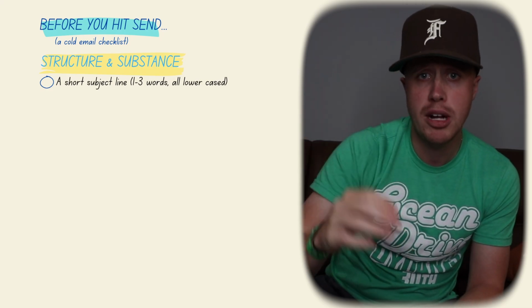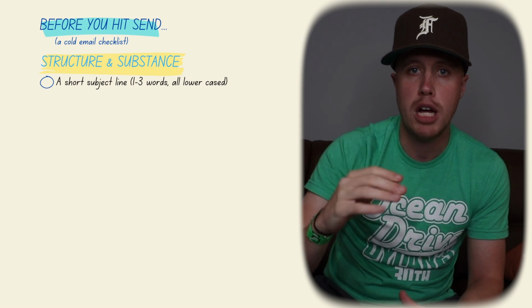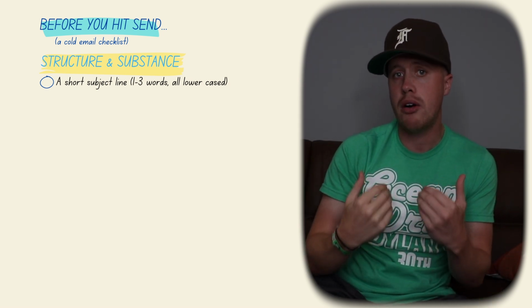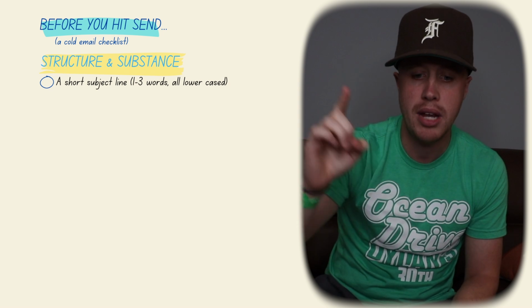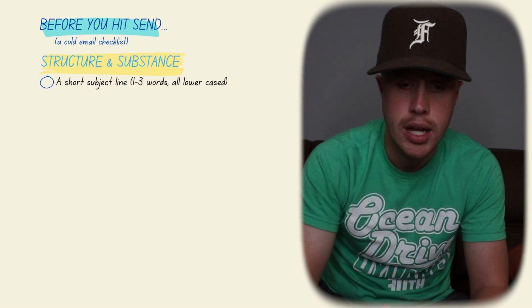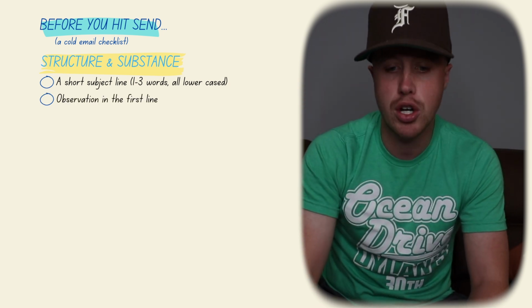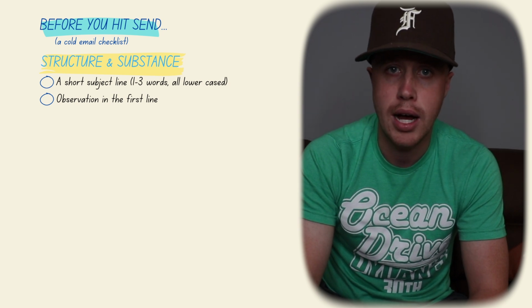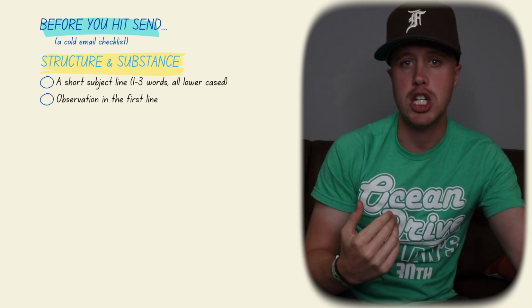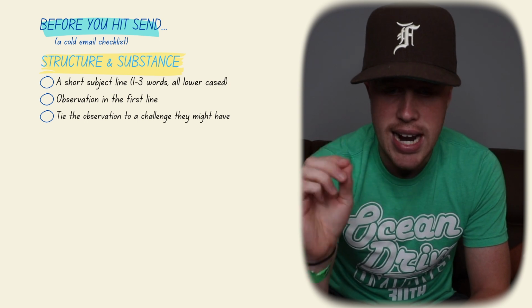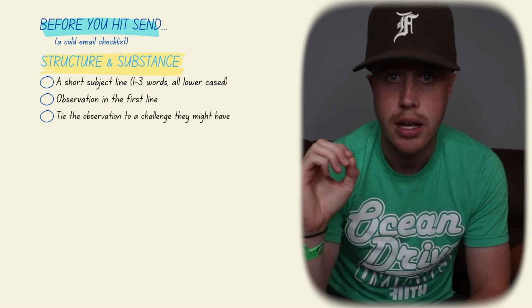Now, there are 4 elements of a great cold email. I'm gonna run through these 4 elements and then share with you an example of a cold email I sent recently that booked a meeting with a prospect following this structure. First, observation in the first line. An observation can be made about the prospect or the company. Next, tie that observation to a challenge they might have.